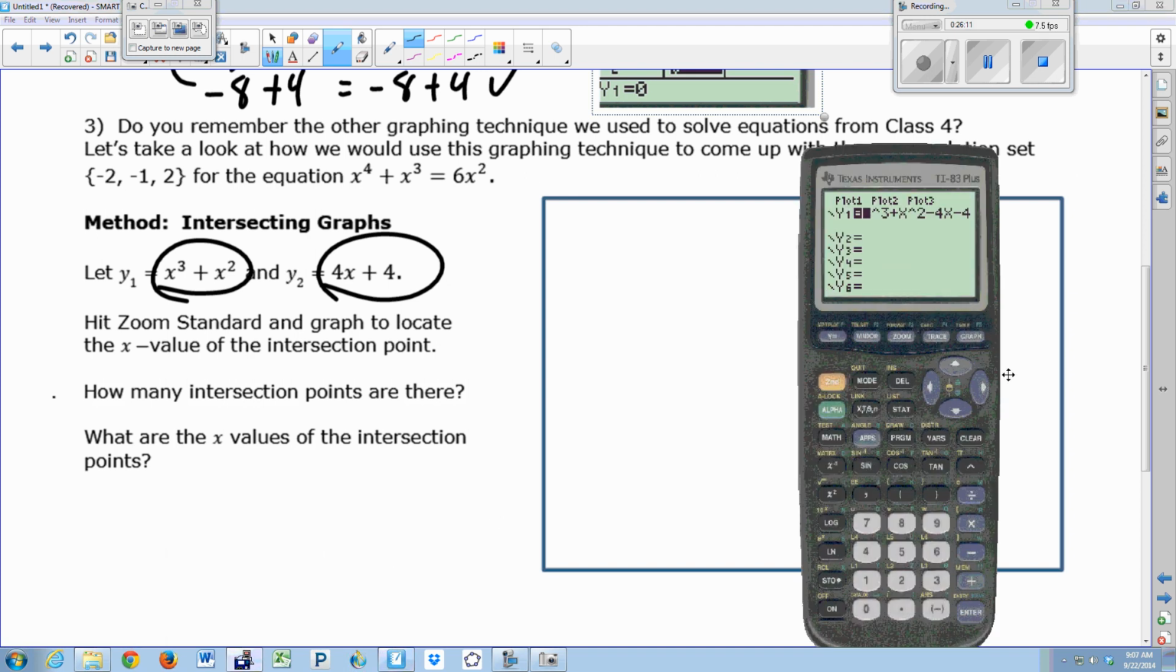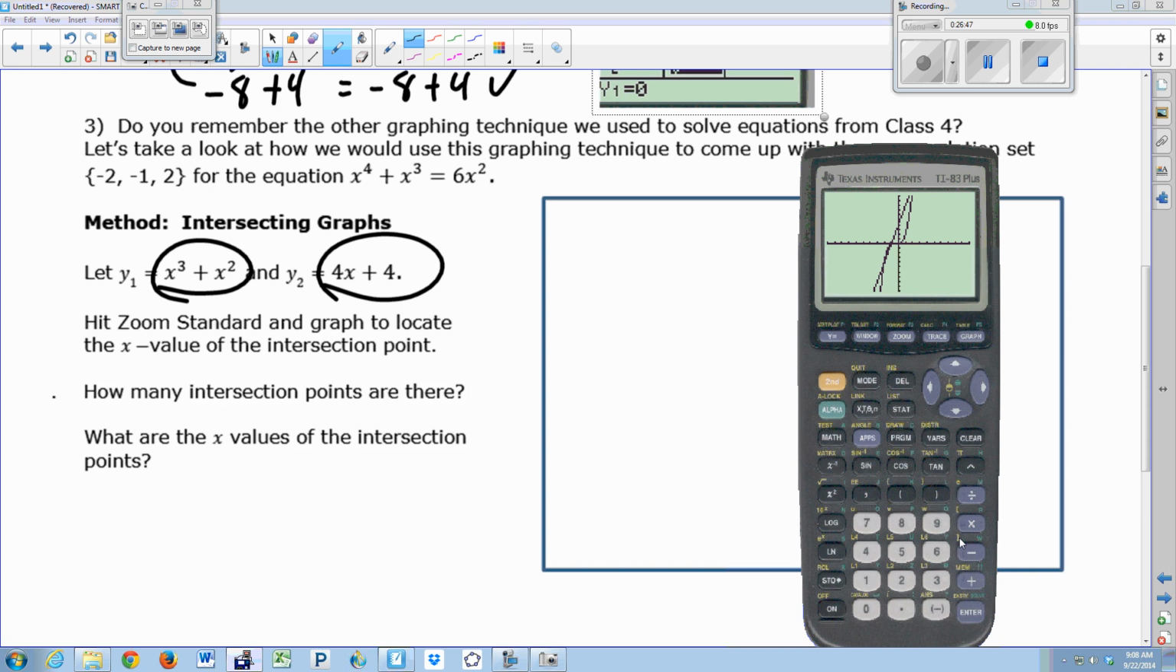So I'm going to put x cubed plus x squared in for one of my equations. So let's just delete out this. And then 4x plus 4 is going to go into y2, just so you can see how the methods differ a little bit in terms of the thinking, but they bring you to the same place. I'm going to say zoom 6 again, because I know everything's in my standard window. So there's x cubed plus x squared. That's this curve right here. And here's my straight line.